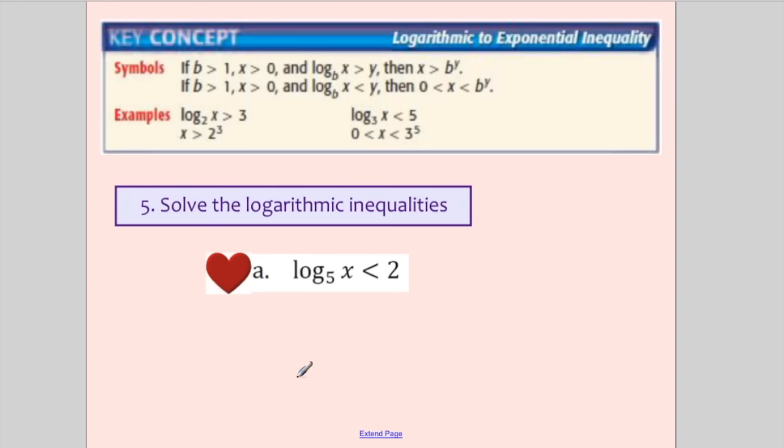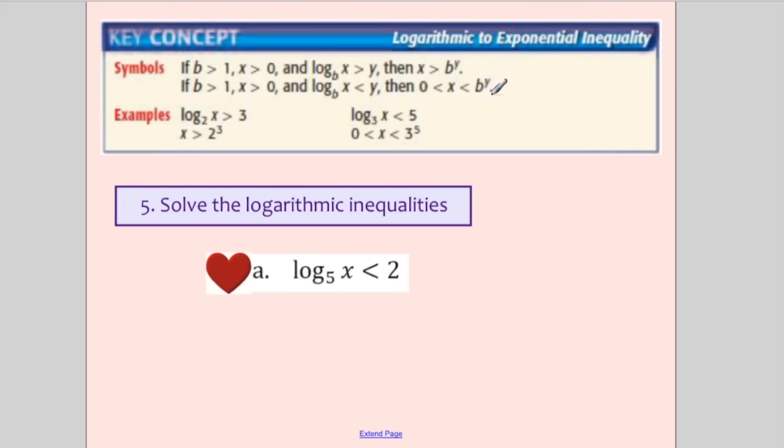All right. So if b is greater than 1 and x is greater than 0, okay, log base b of x is greater than y, then x is greater than b to the y. That would be one value. And if we have log base b of x is less than y, okay, then x is in between 0 and b to the y. The reason that we need to include 0 on this one is because can x be less than 0? No. Okay, so we have to put the restriction that it's in between 0 and whatever that value is.